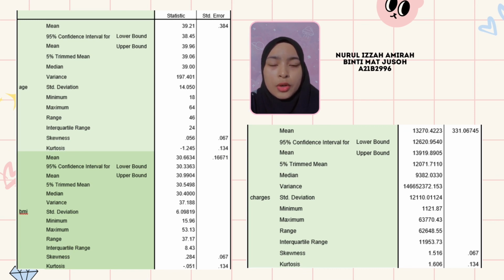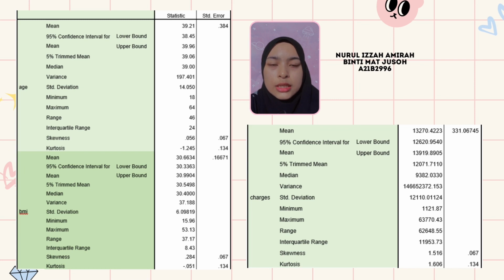Therefore, the mean average for age is 39.21. The upper bound is 39.96 and the lower bound is 38.45. The difference between upper and lower is 1.51. Next, the average mean for BMI is 30.6634, while the upper bound is 30.9904 and the lower bound is 30.3363. The difference between upper and lower is 0.9541.